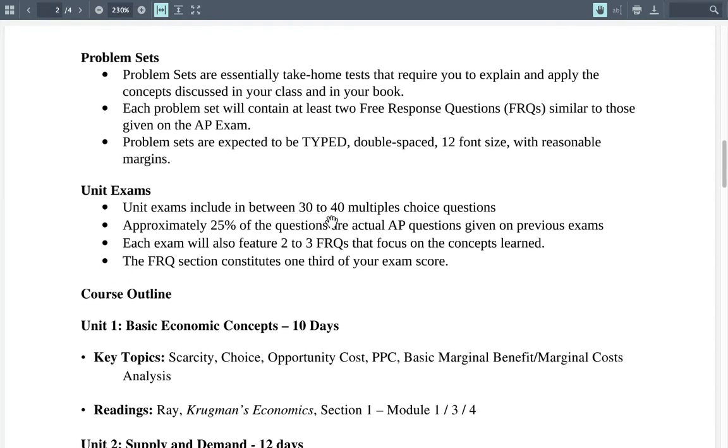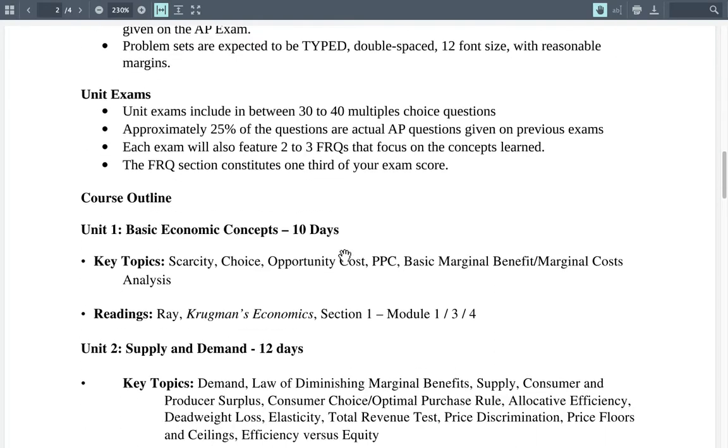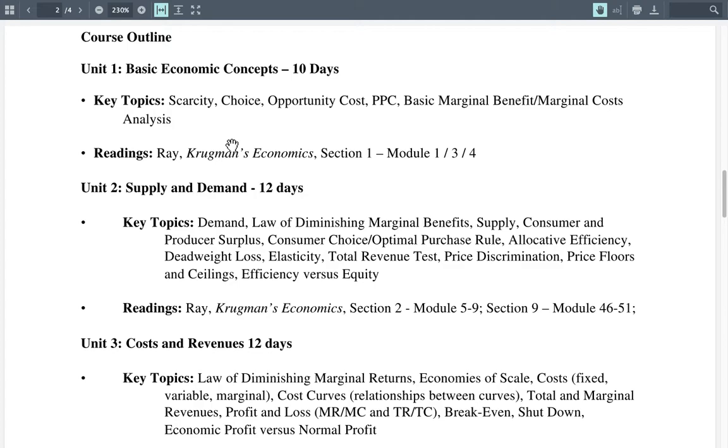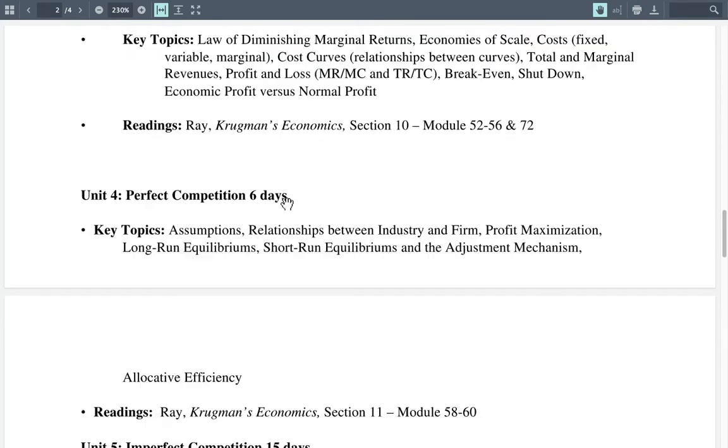For the unit exams, you can see each one has about 30 to 40 multiple choice questions, and then there are also some free response questions that they will have to answer and write out their responses to, which again is in preparation for the actual exam. And from here down, it just goes through all the basic topics that we cover and approximately how many days we will spend on each one.